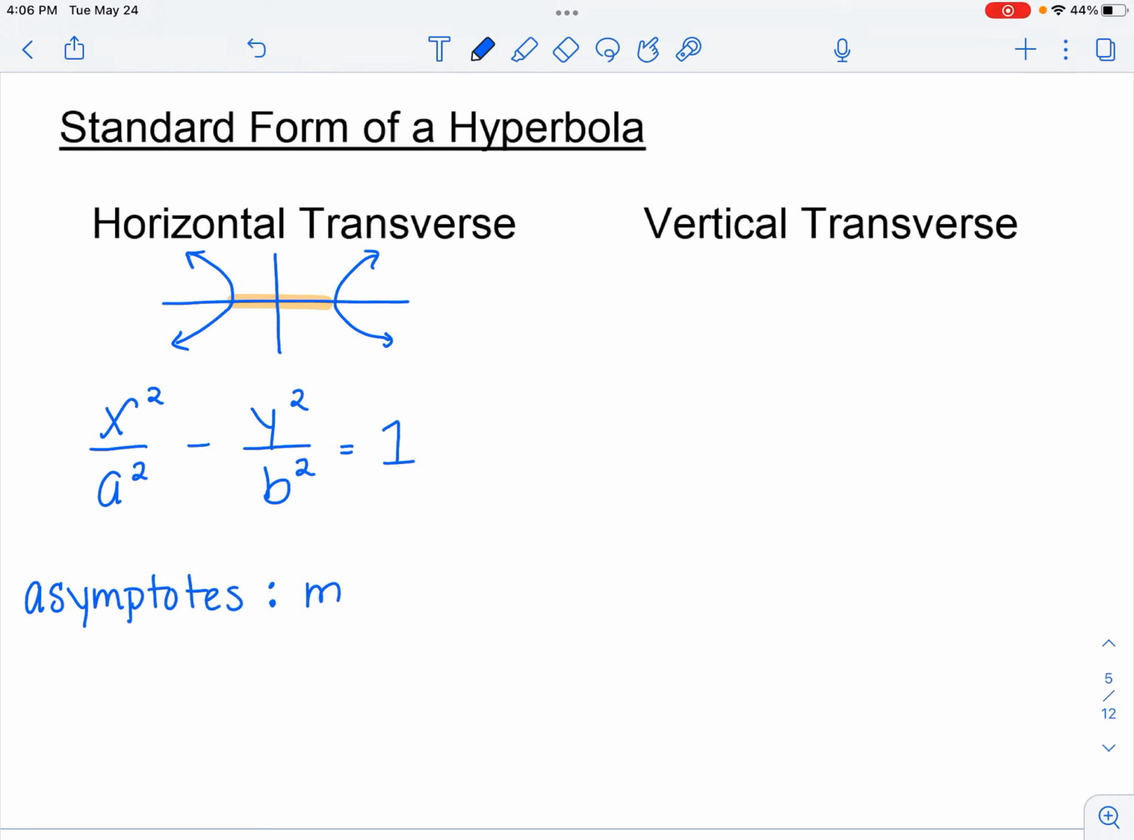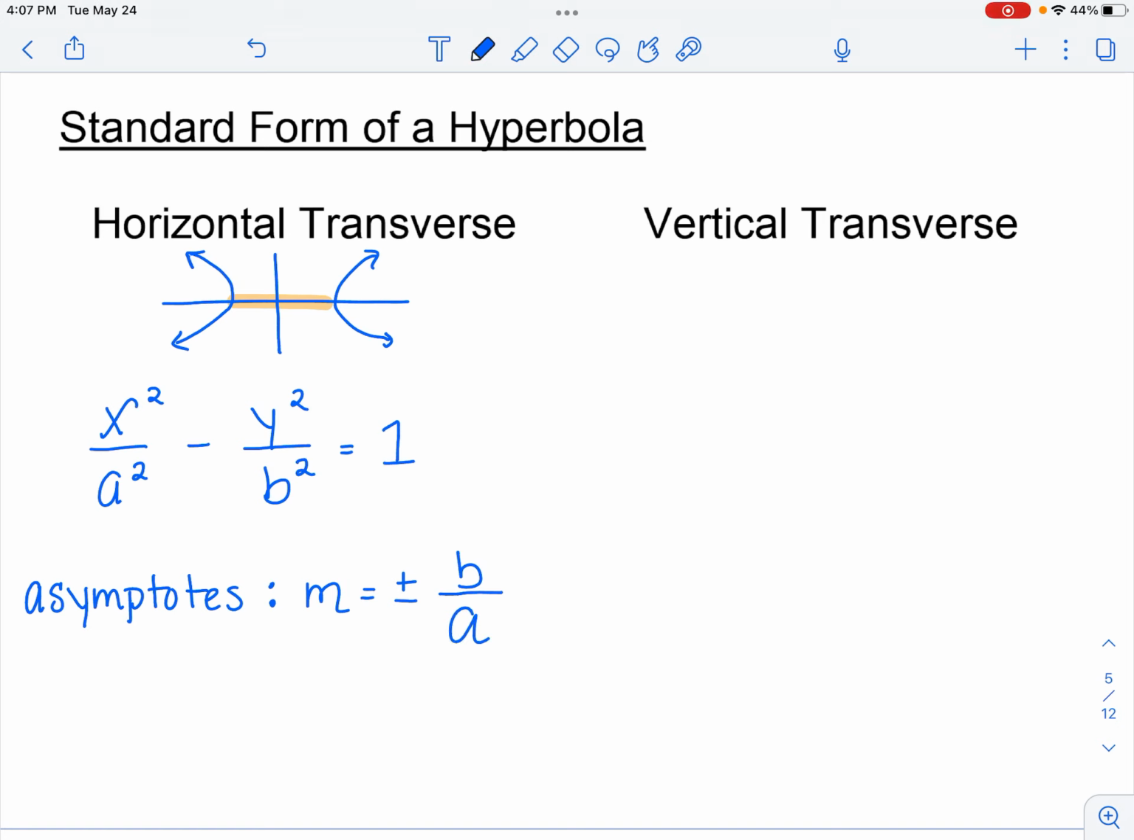And then also, when it comes to the asymptotes, we can figure out what the slopes are. Now, one's positive, one's negative. Slope, in general, is change in y over change in x. It's rise over run. Well, here's our y. Underneath the y is the b squared. So the change in y is related to b. So I do b over... change in y is going to be the b. And then when I take a look at the x, change in x is over the a. So that means the change in x is a.